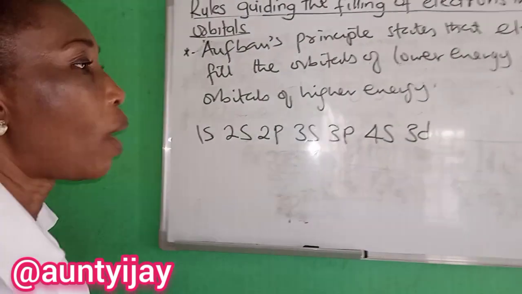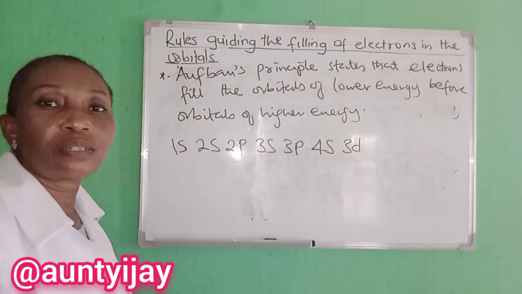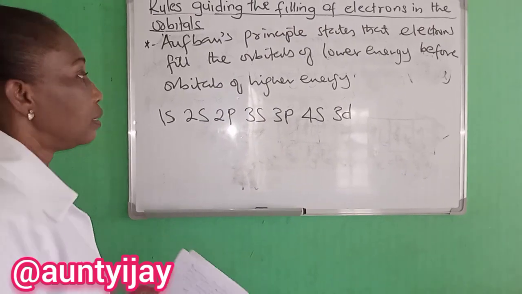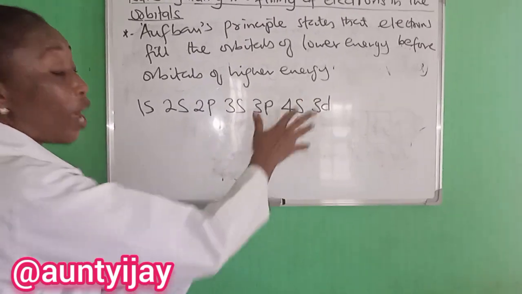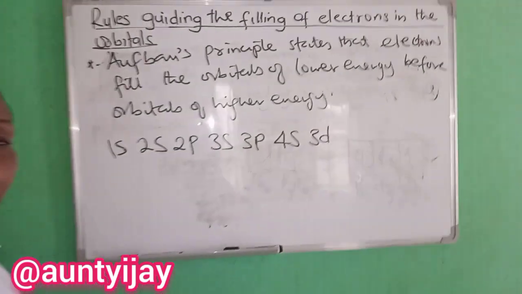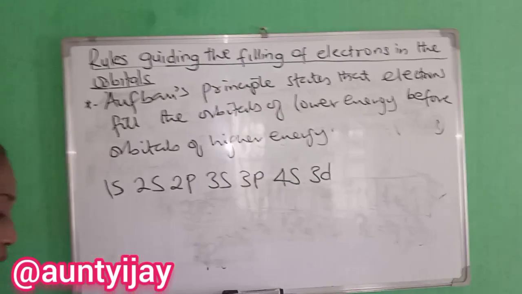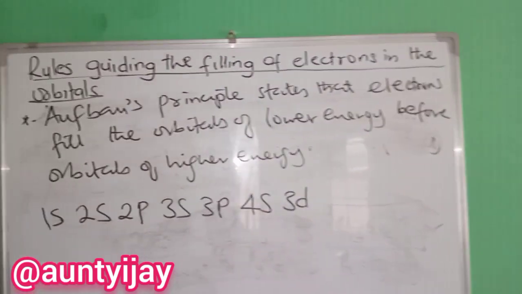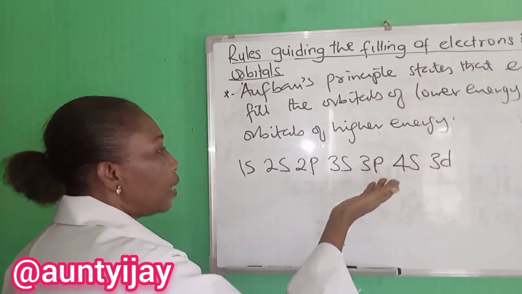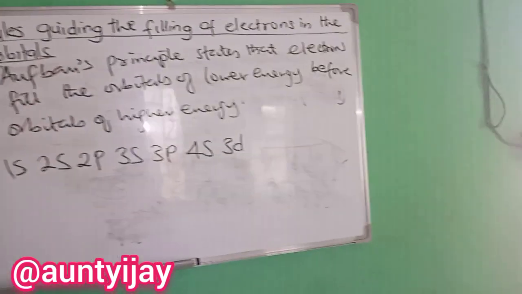And if you recall, when we were writing the electronic configuration of the transition elements, we wrote 4s before 3d. And that is because 3d is of higher energy when compared to 4s orbitals. In that case, this is normally seen when you are filling orbitals in transition elements. When you are writing the electronic configuration of transition elements, you must consider this because of the 4s and 3d.